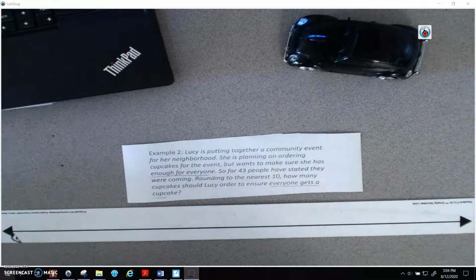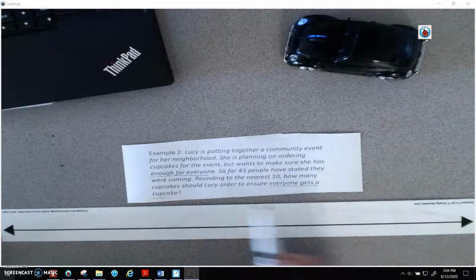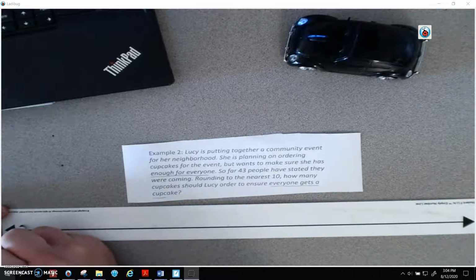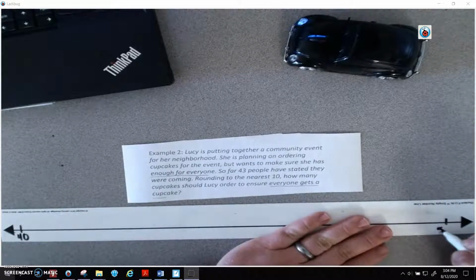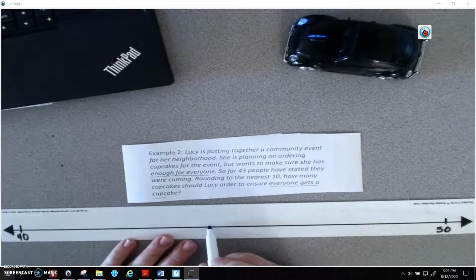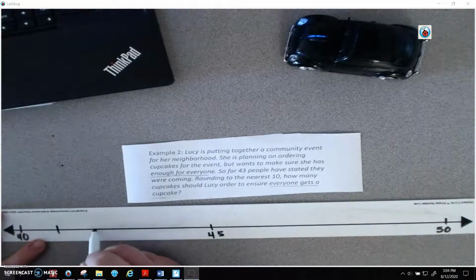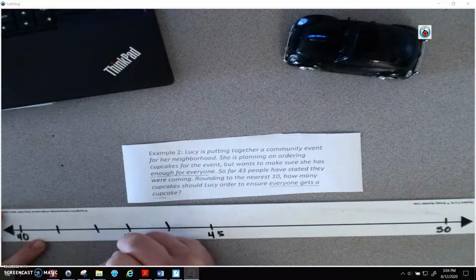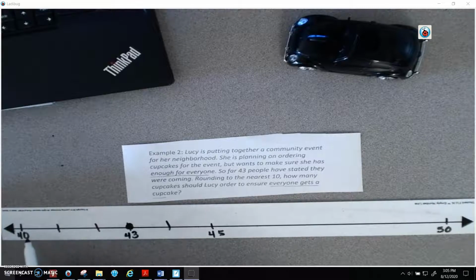So the number that I'm rounding is 43. What I'm going to do is write my two benchmark numbers. I know I'm rounding to the nearest 10. I have 4 tens, so my lower benchmark number would be 40. After 40 comes 50. Right in the middle would be 45. So I would say 1, 2, 3, 4. So 43 would be 1, 2, 3. So 43 would be right there. I can clearly see that rounding to the nearest 10, 40 would be closer.